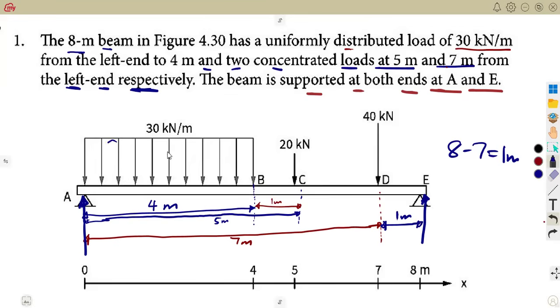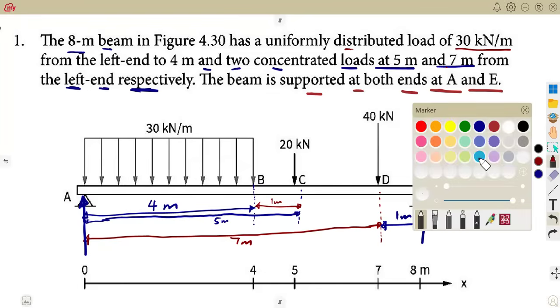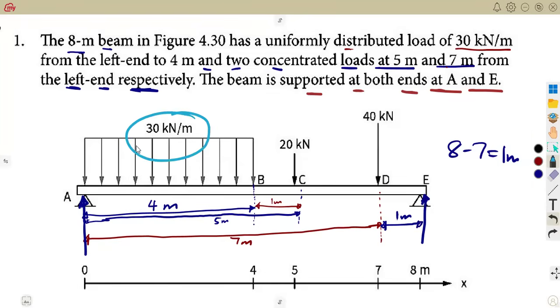So this is it, guys. Remember, the distributed load that we are having is going to affect the first 4 meters. For the distributed load, there are a lot of things that you need to consider. If you are going to work with calculations for the reactions of supports A and E, from your N3, you take this 30 kilonewton per meter, our distributed force, and multiply it by the distance it is covering. It is covering 4 meters.